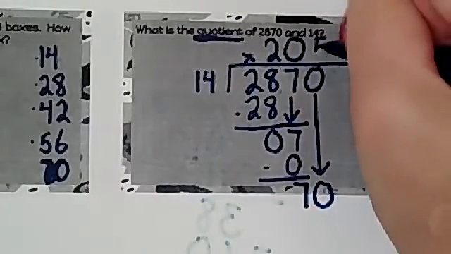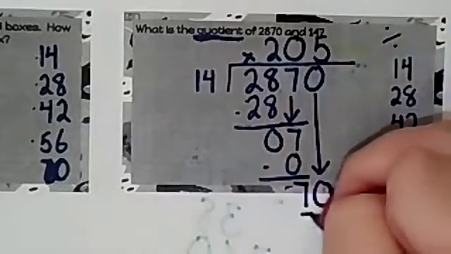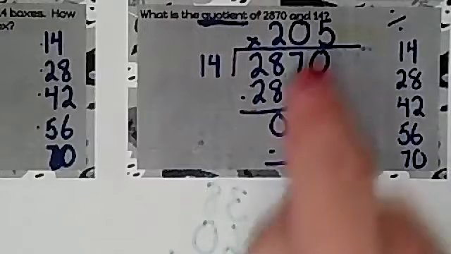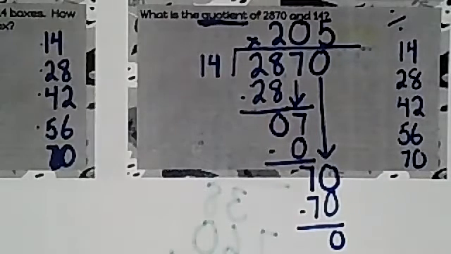Very good, Evan. Put your 5 here. 5 times 14 is 70. Subtract, you get a 0. Not so bad? So your answer is 205. Not so bad. And all of these questions are very similar to ones that will be on the test.